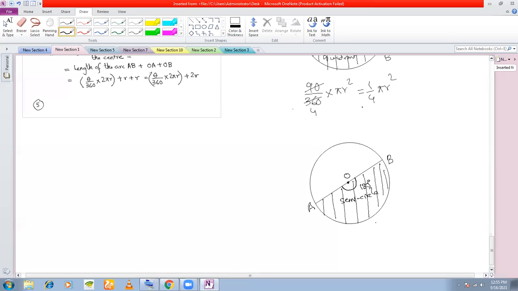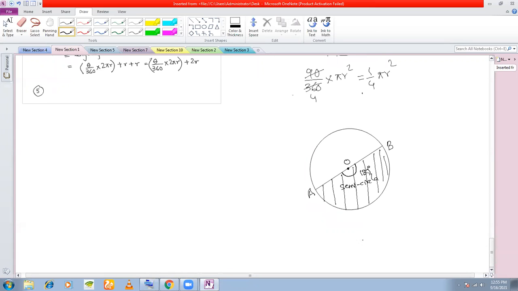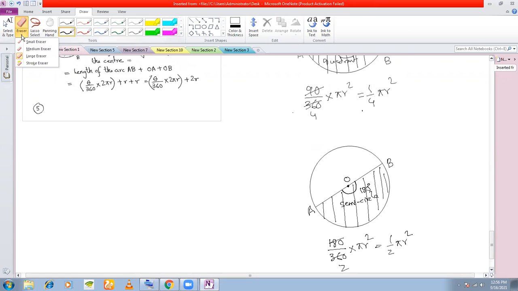180 degrees, right? So if you want to find out the area of this sector, which is a semicircle, 180 divided by 360 into pi r square. So we are getting what? This will cancel twice. So we're getting half pi r square, which is the area of a semicircle. You understood? Yes. So in a semicircle, the angle at the center is 180 degrees. That is why half pi r square. And similarly, you can do for the arc also. Instead of multiplying by pi r square, you can multiply by 2 pi r. Okay.